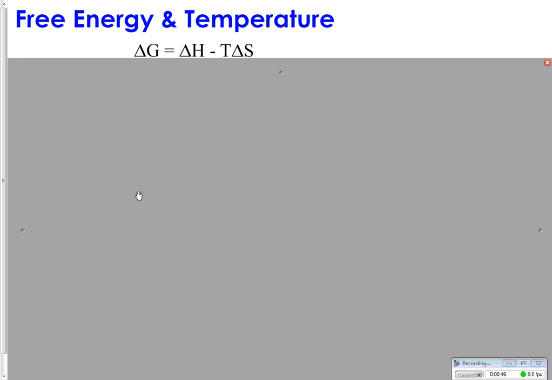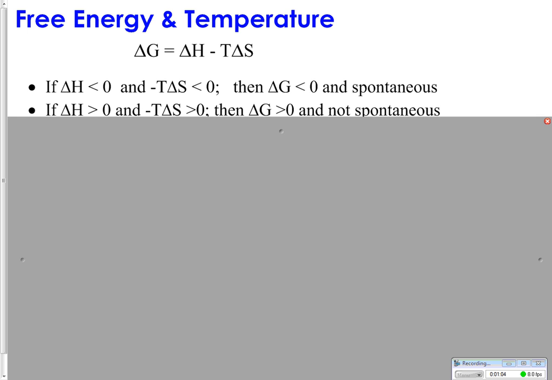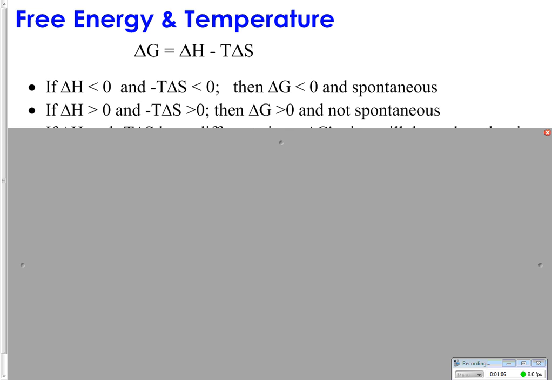The formula we're going to use was developed by Gibbs. That's why we call this Gibbs free energy. The formula is delta G equals delta H minus T delta S, and T is the temperature measured in kelvins. So we want to look at the signs of these things.